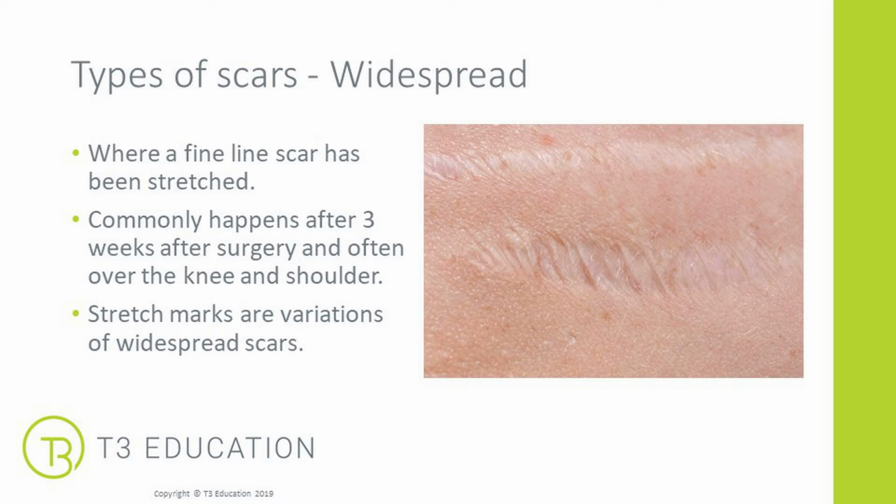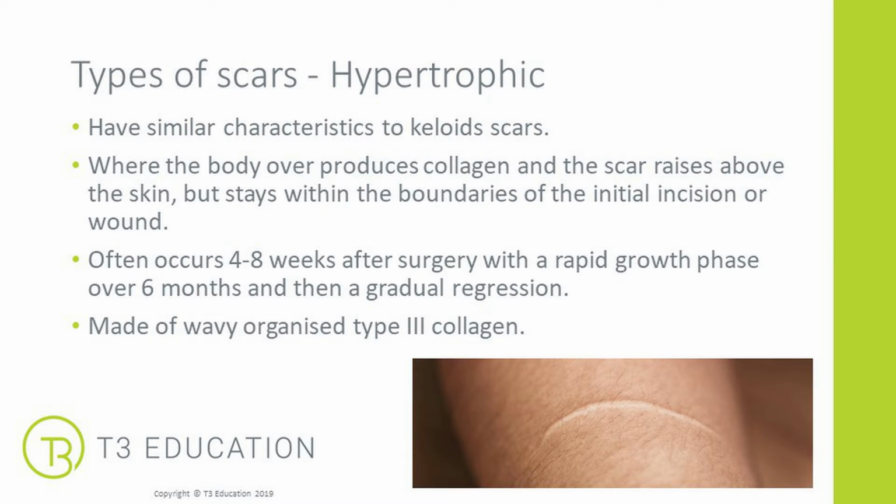Stretch marks are also variations of widespread scars where the skin is stretched quite quickly during a period of growth. The next type of scars are hypertrophic scars. Now, these have similar characteristics to keloid scars, which we'll discuss a little bit later in the module. This is where the body overproduces collagen, so overproduces that type 3, and the scar raises above the skin.